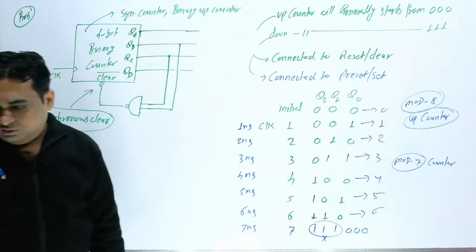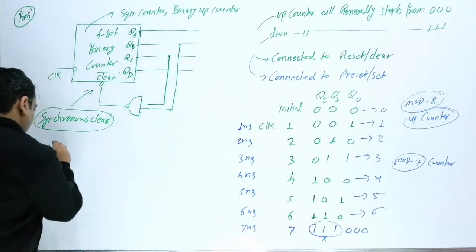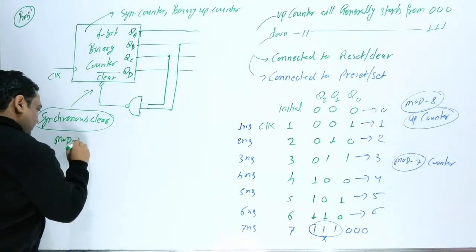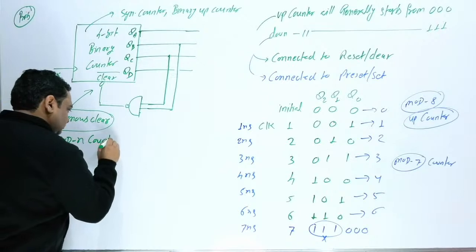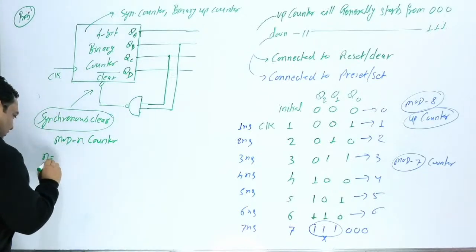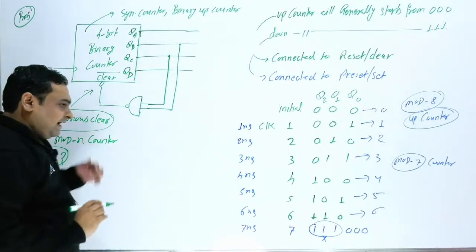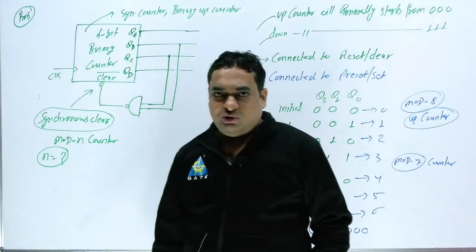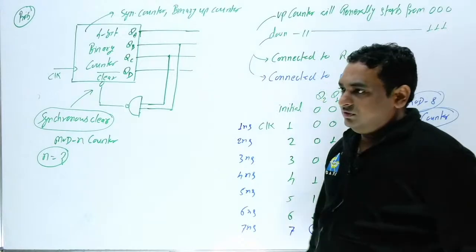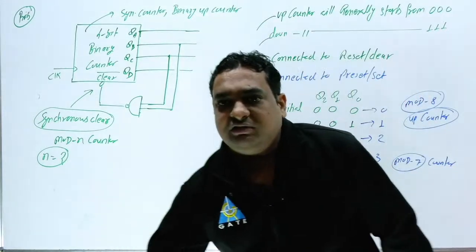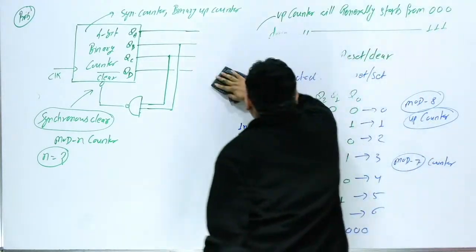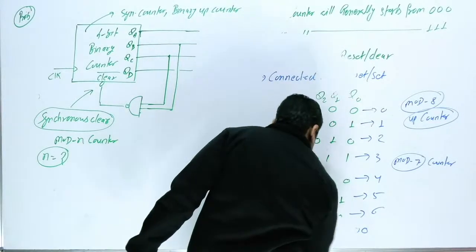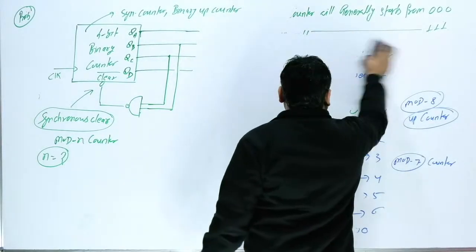Okay, so this is a mod-n counter, so n is equal to, you have to find out. This is a numerical answer type question. Can anybody tell me the answer for this? One thing they have clearly mentioned is that this is an up counter.